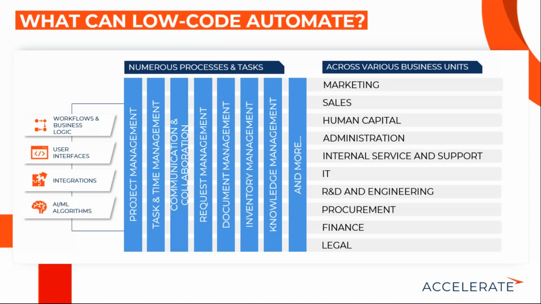So what can low code automate? It's a great question, and it's a pretty simple answer. Low code can automate processes, everything from your customer-facing frontline processes, everything from marketing, sales, service, how you interact with your customers, all the way to your back office applications like human capital management, internal service and support, IT. And everything that goes in between those.